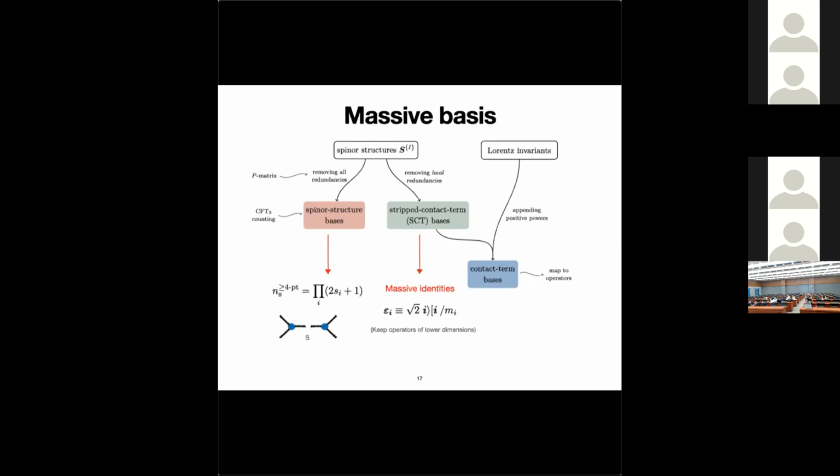So next we have this stripped contact term basis. And here we want to take into account these massive identities and also keep track that the longitudinal modes are normalized by masses. And as I said, this is important to count the operator dimensions and not trade operators of lower dimensions for ones of higher dimensions. And now once we have this stripped contact term basis, we can simply multiply it by powers of Sij to get higher order operators.